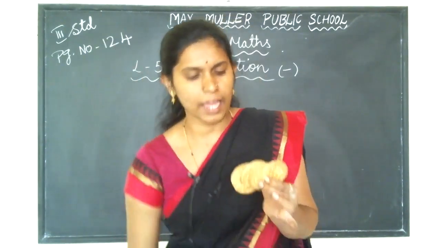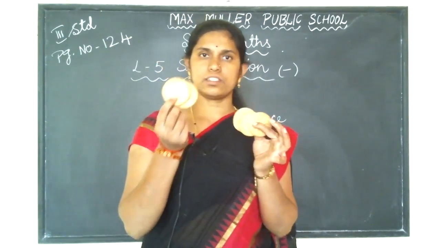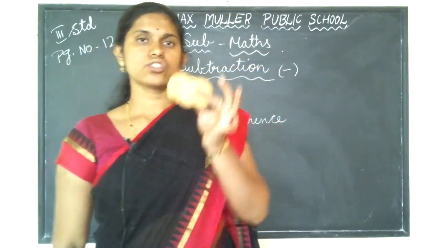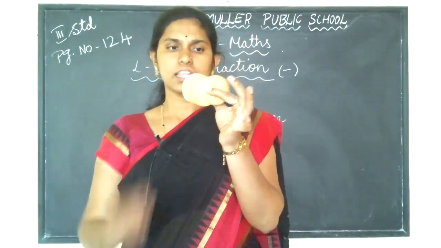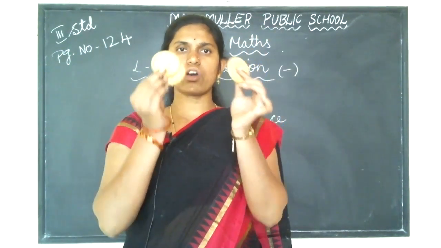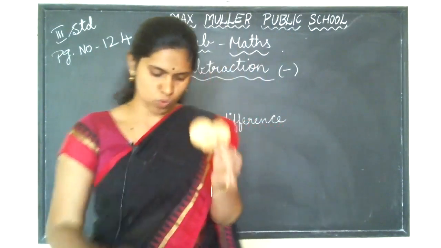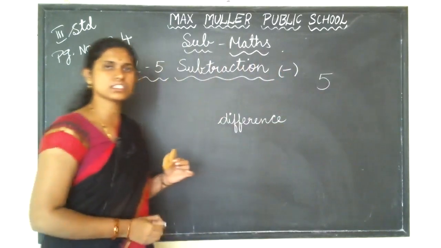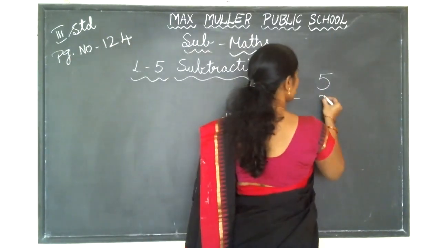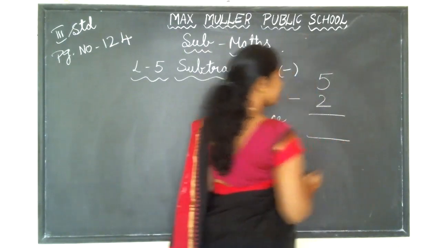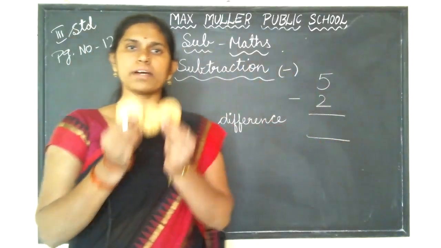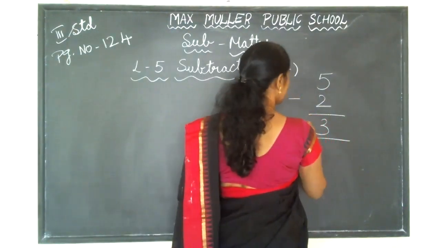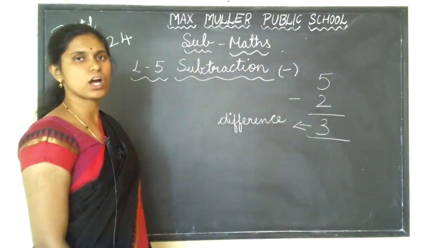Now from this I am giving 2 biscuits to my friend. So how much is remaining with me? 3. Here 1, 2, 3. Here I am having 5 biscuits. In that I am giving 2 biscuits to my friend. From 5, if I minus 2, how much is remaining? 3 is remaining. So this 3, it is called as what? Difference.